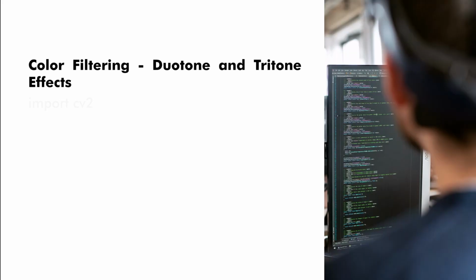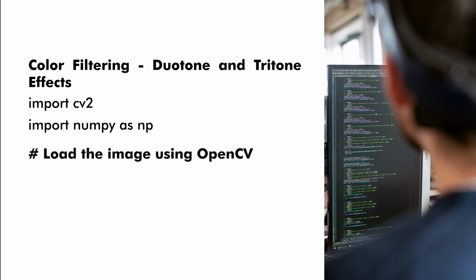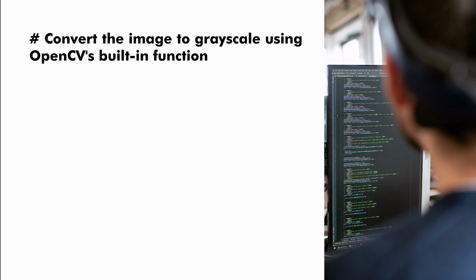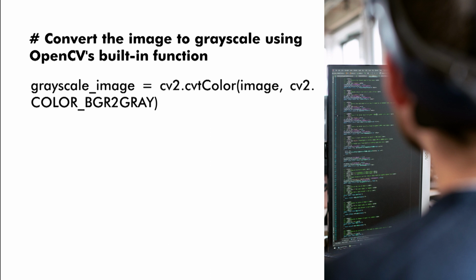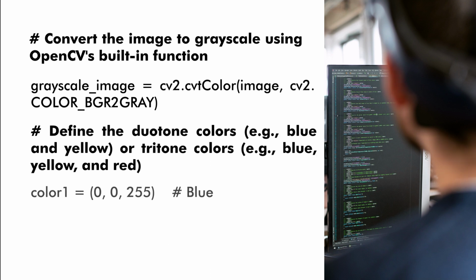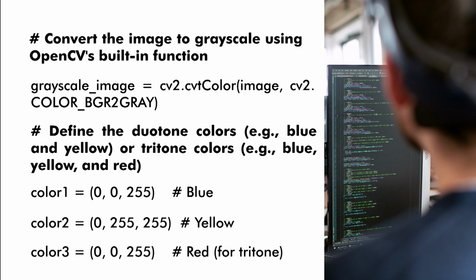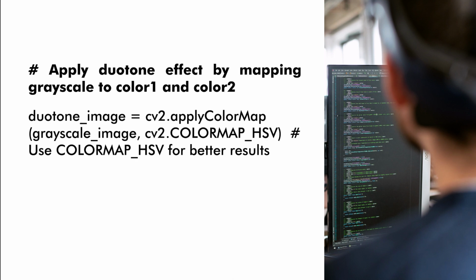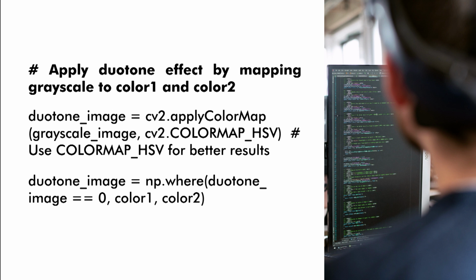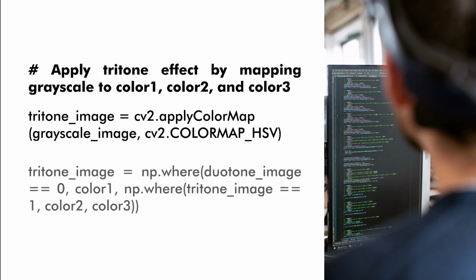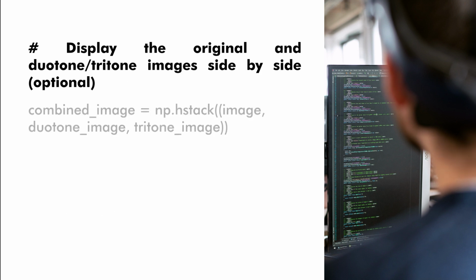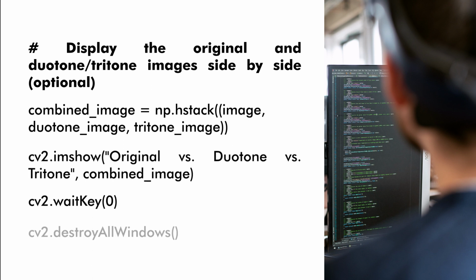So, Python code for this, we have to import the libraries, then load the image using OpenCV, then convert the image to grayscale using the OpenCV built-in function, then define the duotone colors, that is blue and yellow, and for tritone colors, that is blue, yellow and red. After that, apply duotone effect by mapping grayscale to color 1 and color 2. After that, apply tritone effect by mapping grayscale to color 1, 2 and 3. Then display the original, duotone and tritone images side by side, that is optional.